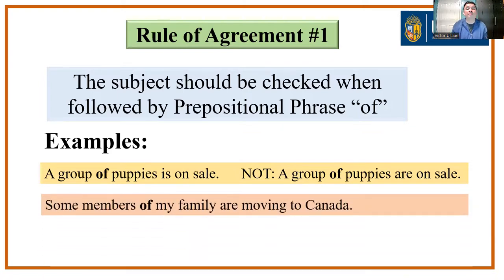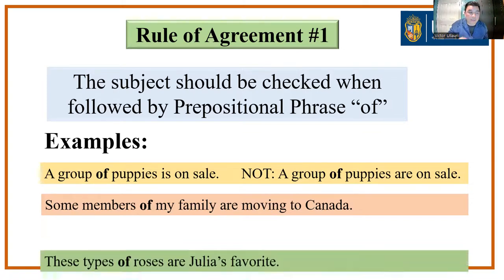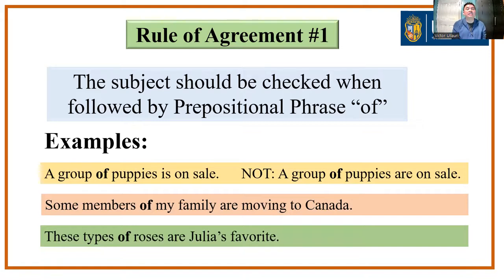I'm going to give you another example. Some members of my family are moving to Canada. Same thing: some members, plural, because members, of my family, singular. So we go by what is before of. Some members of my family are moving to Canada. Plural. Third example: these types of roses are Julia's favorite. These types, plural. Roses is plural, yes, so we use the plural, but because of these types, not because of roses.